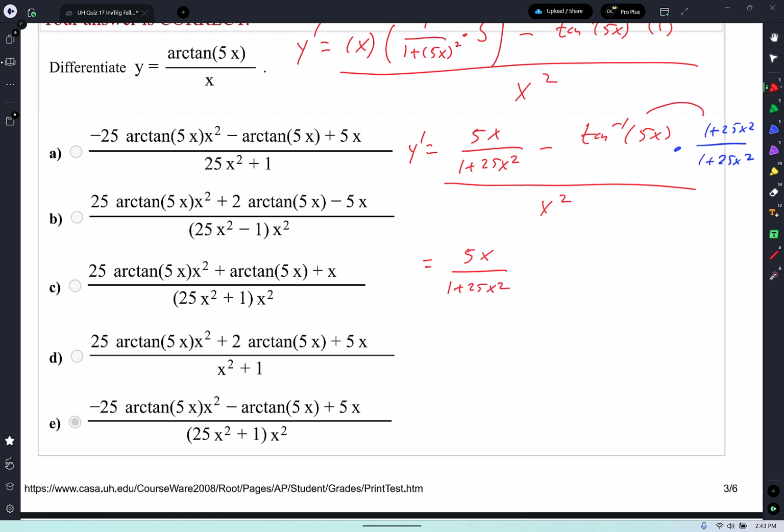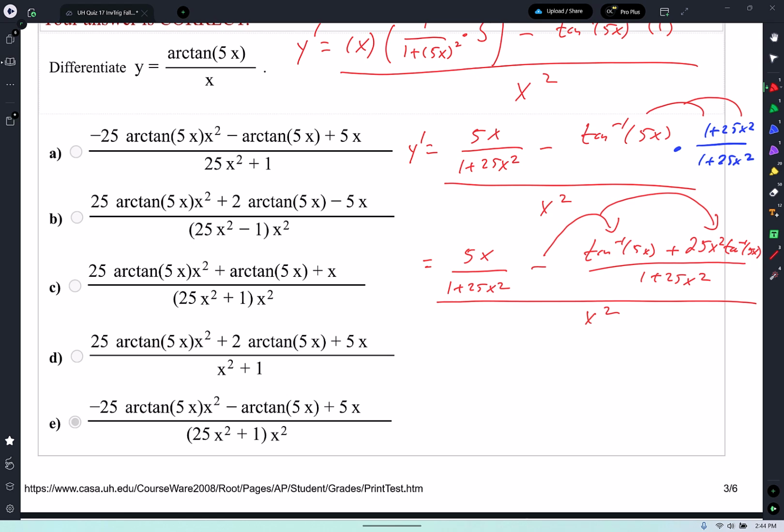And I'm going to distribute this. Don't forget that negative there. Maybe distribute the negative afterwards. Minus, and here we go: arctan of 5x plus 25x squared arctan of 5x, all over 1 plus 25x squared. And all this is still over x squared. So catch up to here, or just follow along. Maybe some of you might be better off just following along. Distribute this negative.